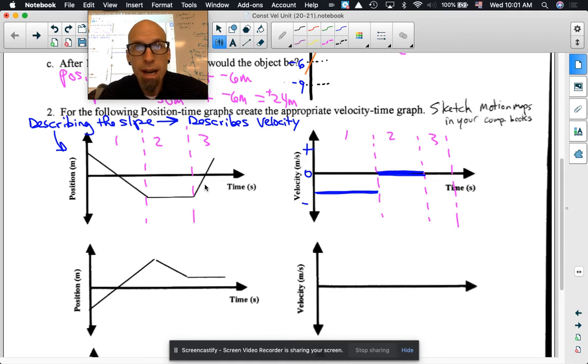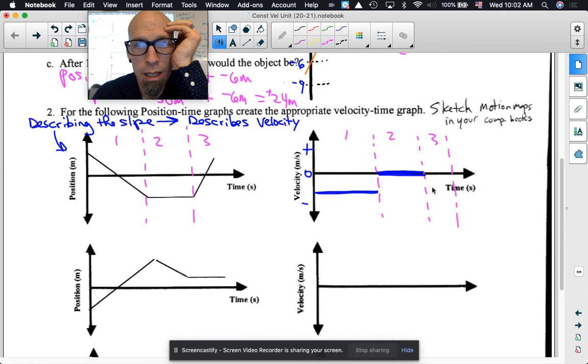This section, section 3, describe that slope. Positive, right? Positive and constant. And in fact, how does the steepness here compare to the steepness here? Way steeper, which means it's a steeper constant positive slope, which means it's a faster constant positive velocity during this section.